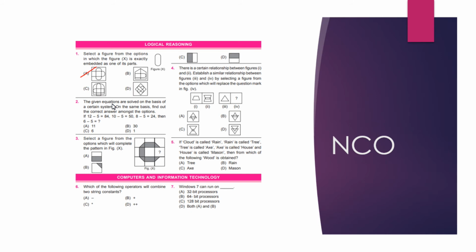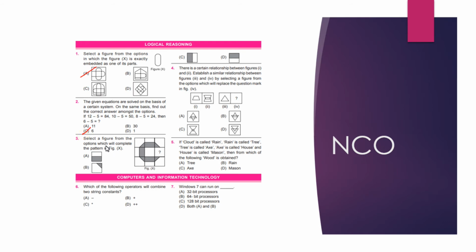The given equations are solved on the basis of a certain system. Okay, this is very easy. 12 minus 5 is 7. 7 into 12 is 84. 10 minus 5 is 5. 5 into 10 is 50. 8 minus 5 is 3. 3 into 8 is 24. And 6 minus 5 is the question. 6 minus 5 is 1. 1 into 6 is 6. So option C is the answer.